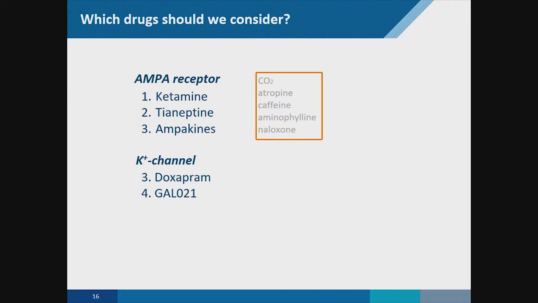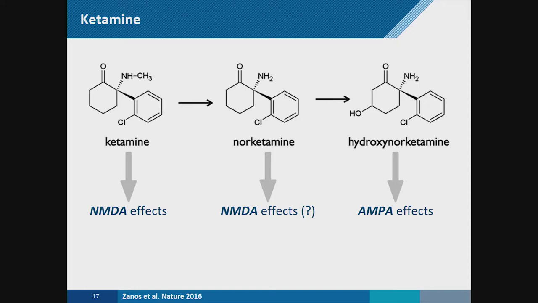Ketamine is not an easy drug to understand. It has multiple metabolites. It has norketamine. In our hands, norketamine is anti-analgesic. Not really sure what that means, but realize that. And there's hydroxynorketamine, which is the metabolite of norketamine. They act at different receptors, ketamine and hydroxynorketamine. Ketamine acts predominantly at the NMDA receptor.